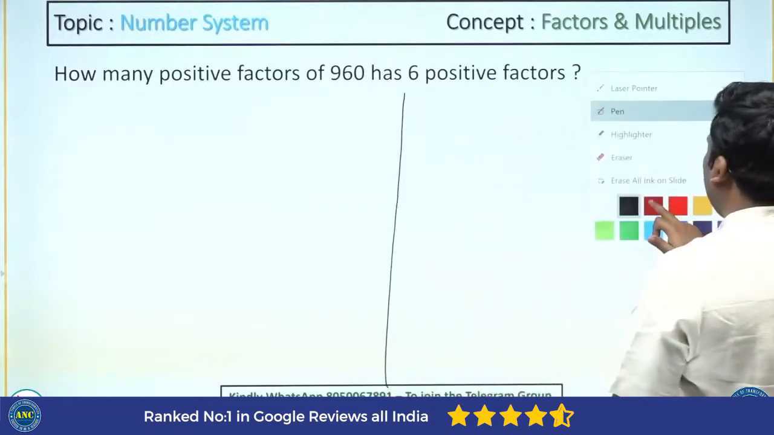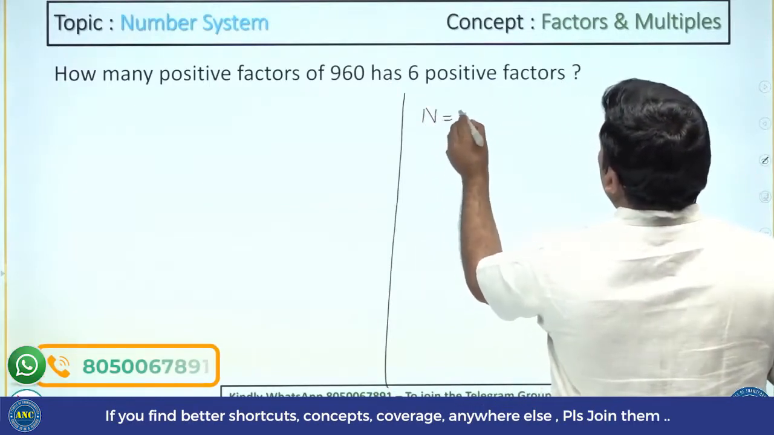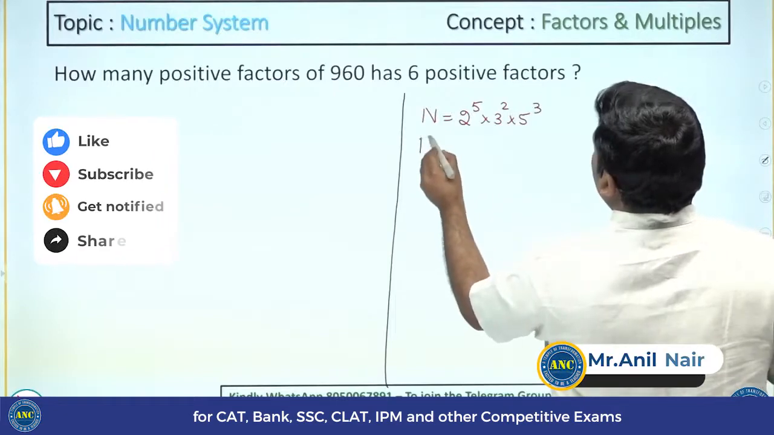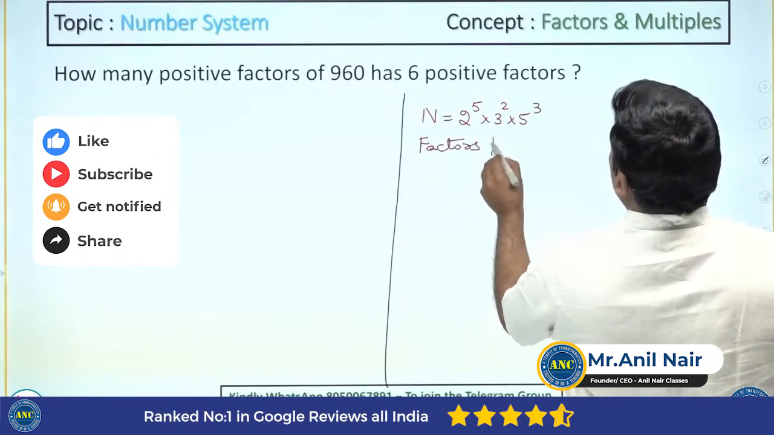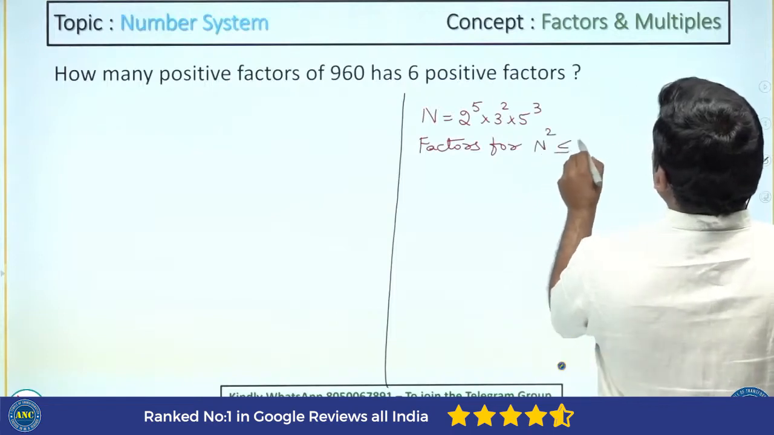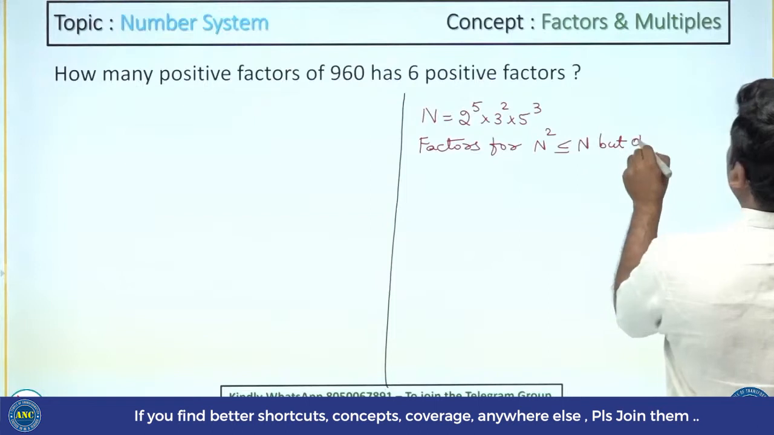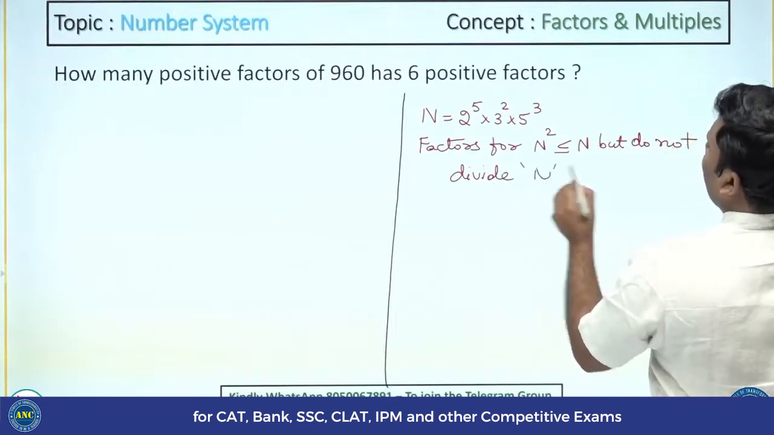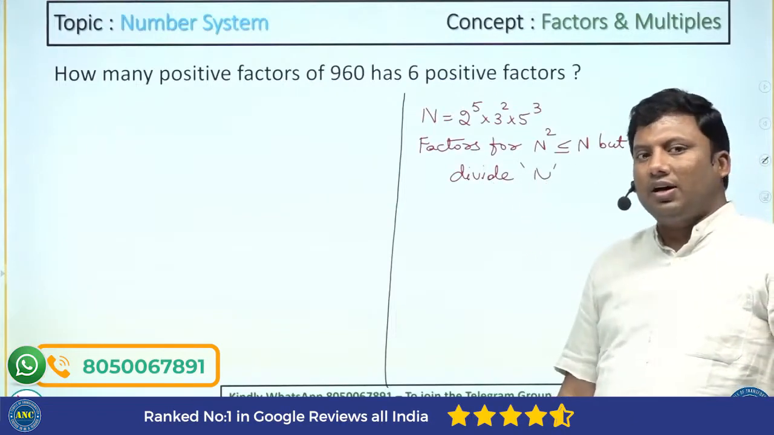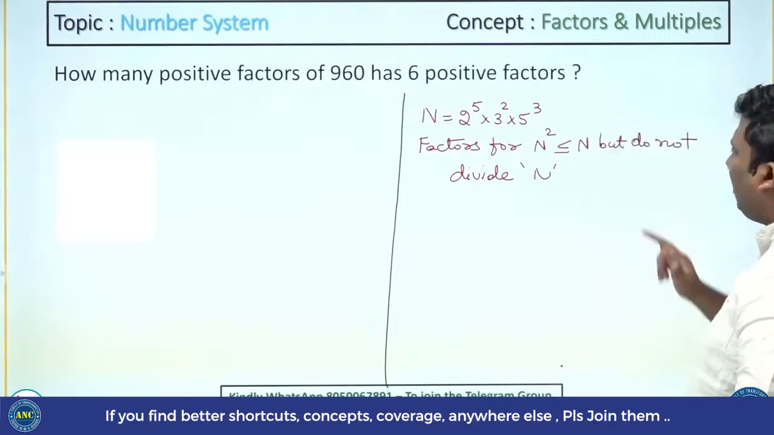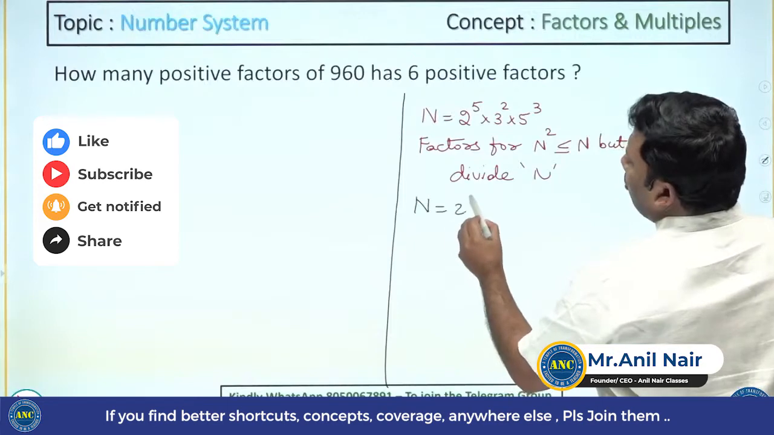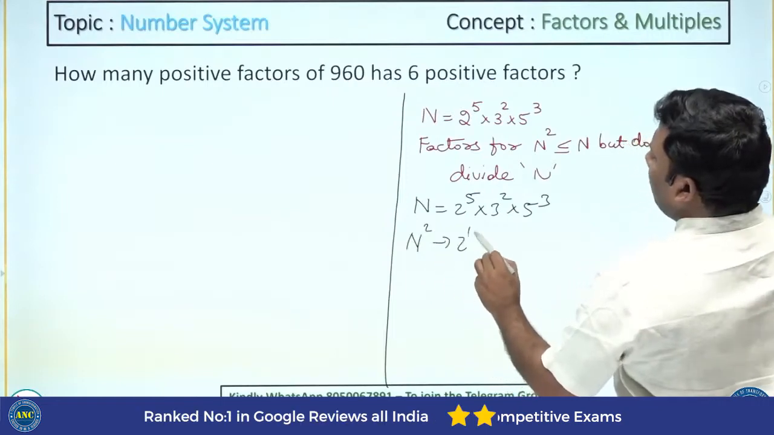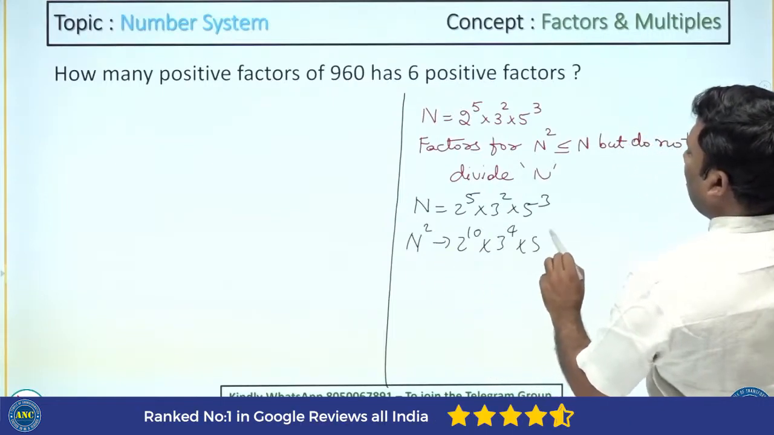Let us do it for a smaller number. Three prime bases. N is 2 power 5 into 3 square into 5 cube. How many factors of n square are less than n, but do not divide n? You don't need to memorize any formulae. Just logically, if you solve, you will get the answer. So n is 2 power 5 into 3 square into 5 cube. N square will be 2 power 10 into 3 power 4 into 5 power 6.